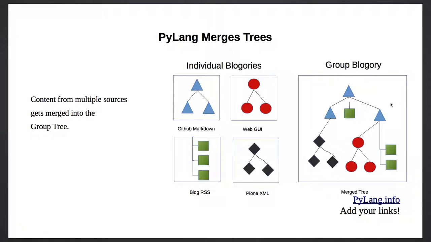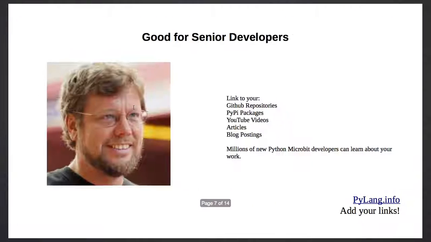So the end user sees this single group Bloggery, but the software also maintains the original source files for all the different sources of information. So there are really two copies of every object. And eventually, the individual Bloggeries might even be on somebody's cell phone instead of on the server in a distributed architecture. So this is good for senior developers.